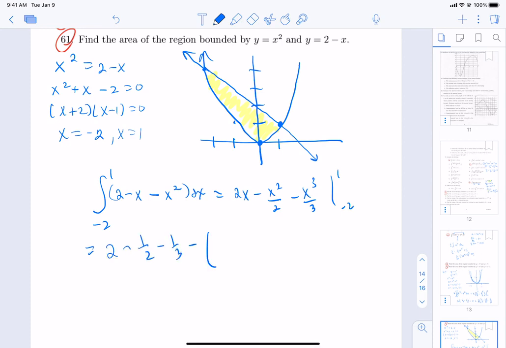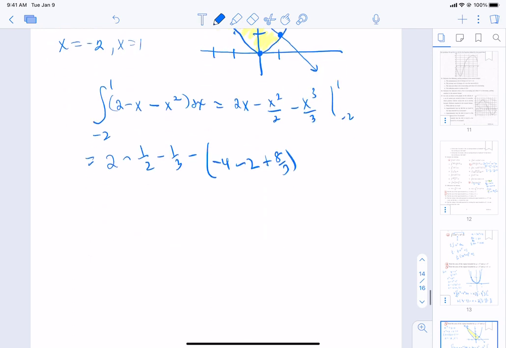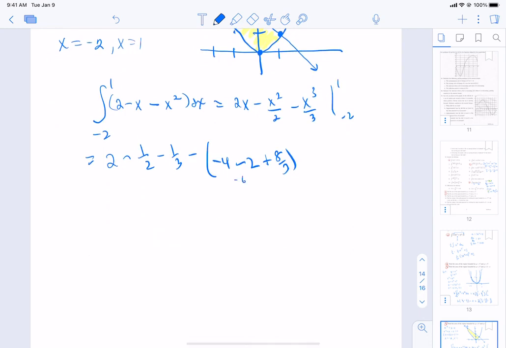Now let's plug in negative 2, so you've got to be careful. This is going to be negative 4. That's going to be 4 divided by 2, which is 2, so that's going to be minus 2. And that's going to be plus 8 thirds. So then I'll distribute, well, let's make this a negative 6. Okay. So I get 2 minus a half minus a third. Minus a negative 6 would be plus 6. Minus an 8 thirds.